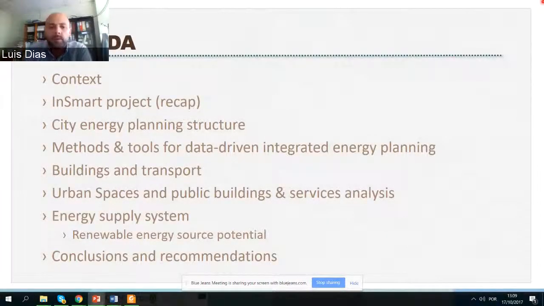So this is the outline of today's webinar. I will start with the context, a recap of the InSMART project's objectives, following the presentation of last week from the colleagues Rocco and Alexandro. So I will not talk so much about this, and I will talk about city energy planning structure, and then I will talk about the methods and tools that were applied, focusing on specific sectors like building and transport, and also urban spaces and public buildings and services. And I will talk a little bit more in detail on the characterization of the energy supply system within the city, mainly the assessment of the renewable energy source potential.